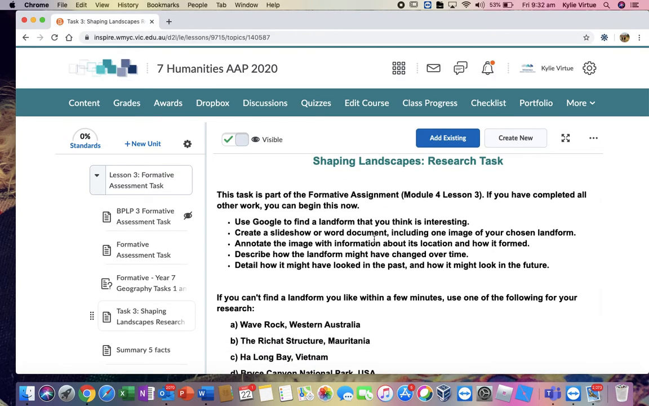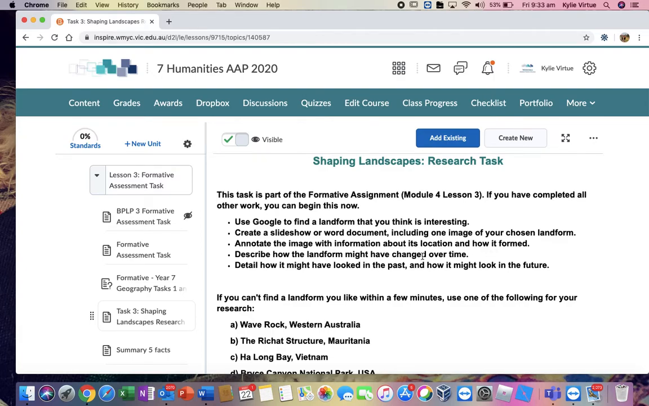So using Google to find a landform that you think is interesting, create a slideshow or Word document including one image of your chosen landform. Annotate the image with information about its location and how it formed. So for instance, if you were to say, I don't know, Uluru, Central Australia, if that was the monolith that you wanted to investigate, you would then create a slideshow or document on that with a picture and annotating that picture to show the information about its location and how it formed.